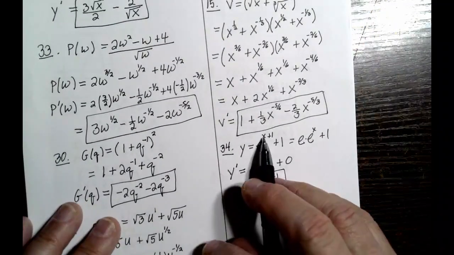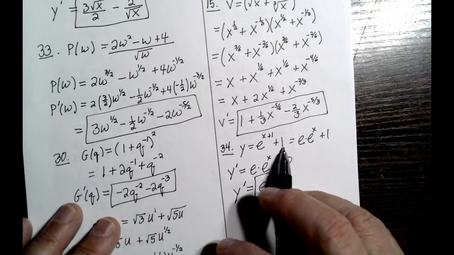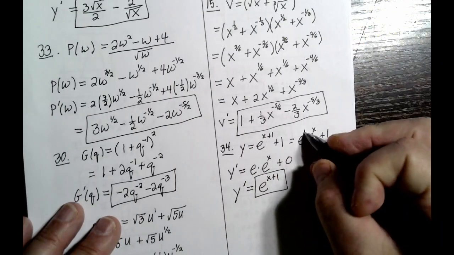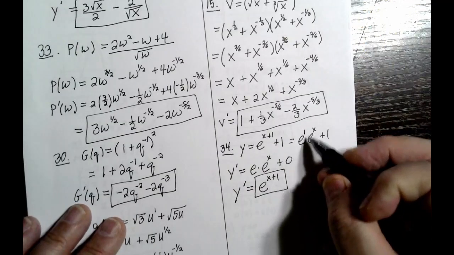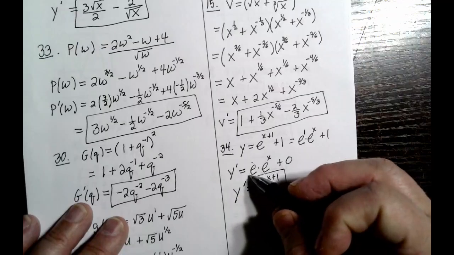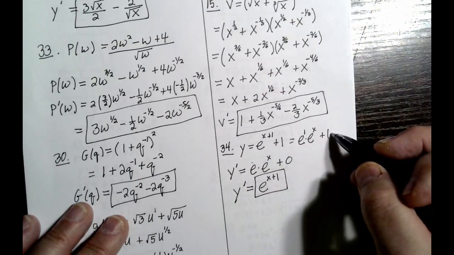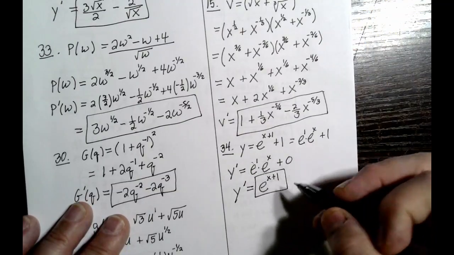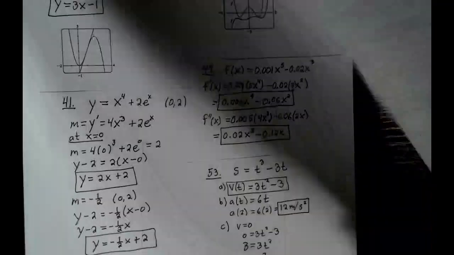Here, e to the x plus 1, that's e to the 1 times e to the x, right? And e to the 1 is just a constant. And so a constant times e to the x is just e times e to the x. Derivative of 1 is 0 since it's a constant, and so e to the 1 times e to the x is e to the x plus 1.